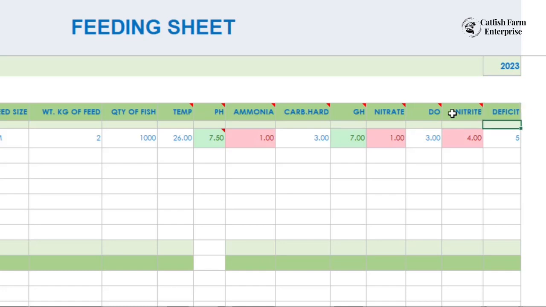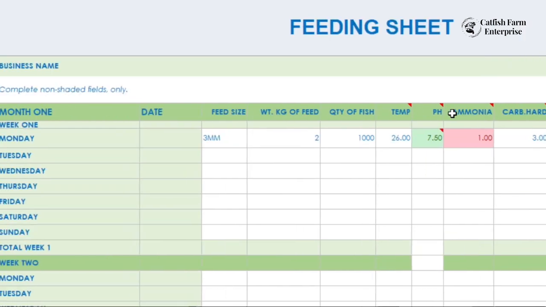How many fishes died through to mortality? You also record it here. So it's a daily routine for the farm. And all these are done in a way that you can checkmate it if you are not on the farm. As the workers are filling the sheet, you are checkmating it.